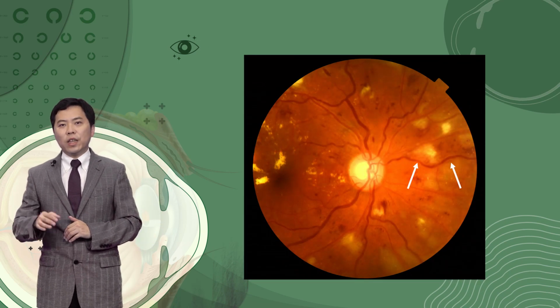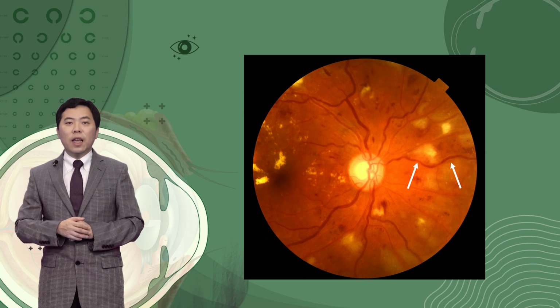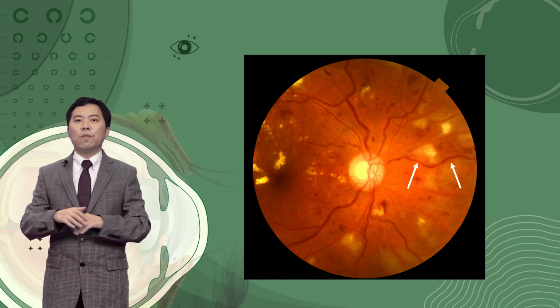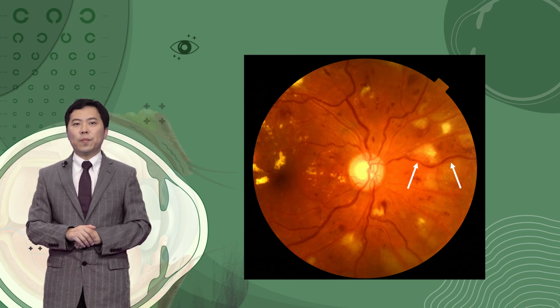Here we can see retinal venous beading. This refers to the irregular constriction and dilation of veins in the retina.